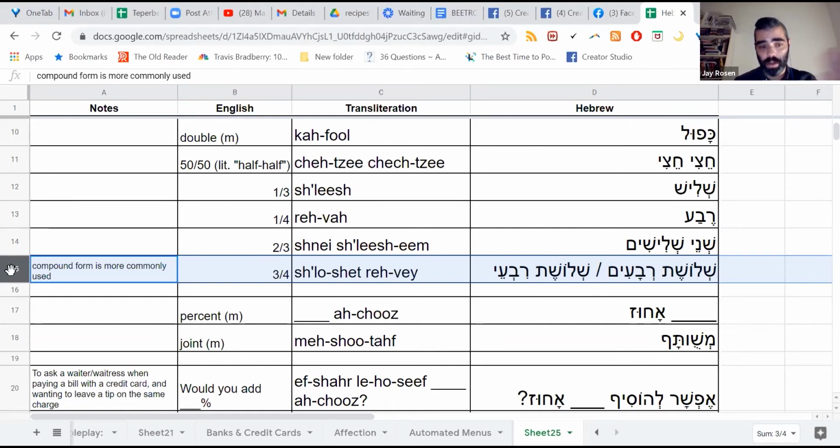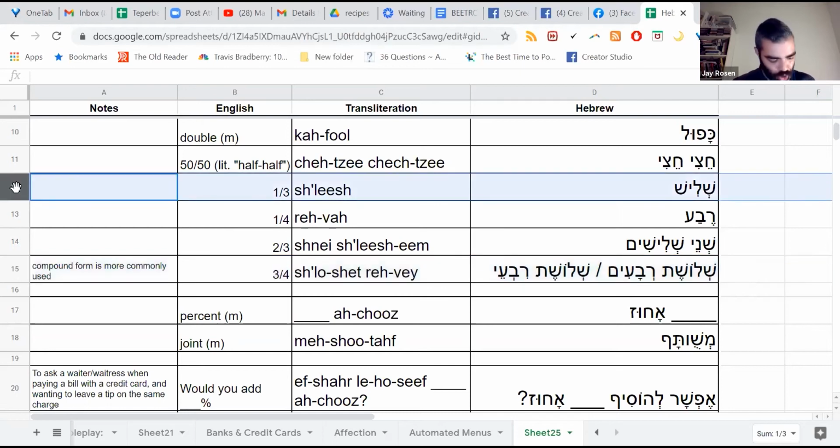Either of which you're going to hear multiple ways because I have a love-hate relationship with math, and so do many people in Israel who speak Hebrew. So you're going to hear different versions of it, but just know these are the major fractions that you'll hear on an everyday basis outside of chetzi: shlish, reva, shnei shlishim or shnei shlish, shloshet reva'im or shloshet reva. Okay?